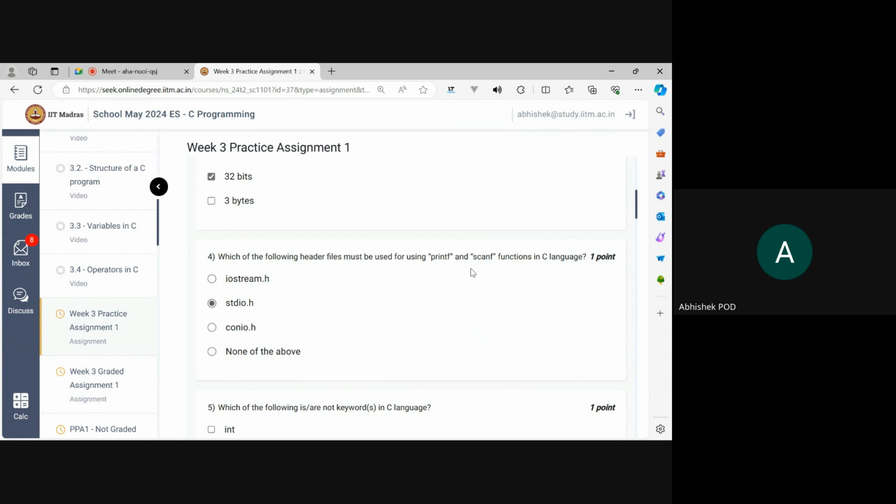So for this particular question, the second option, that is stdio.h, is the correct answer. I hope this is simple enough. Shall we move forward?